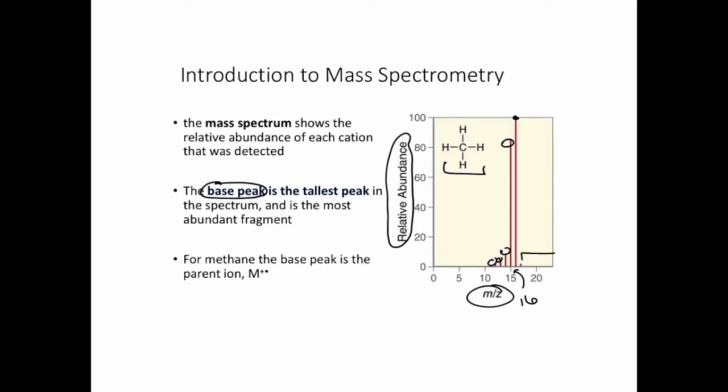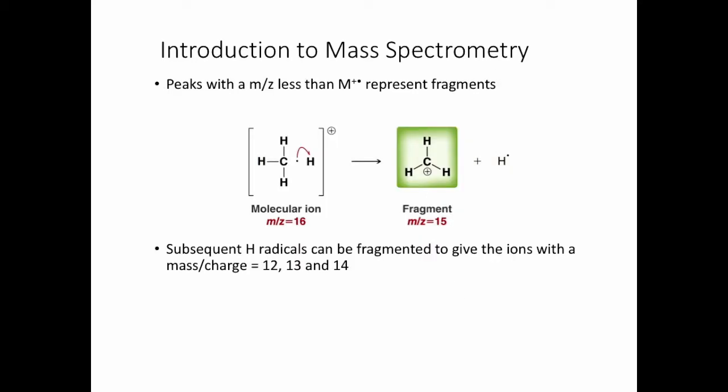And I'll talk about what this peak to the right of the molecular ion peak is in a minute. So those other peaks in that spectrum that we just looked at represent fragments. So this molecular ion can lose hydrogens to give a mass-to-charge ratio of 12, 13, and 14.